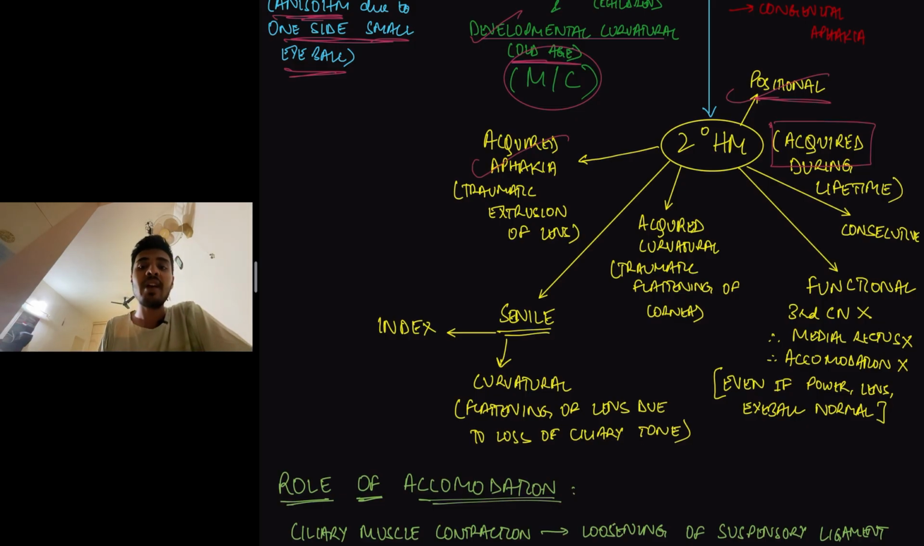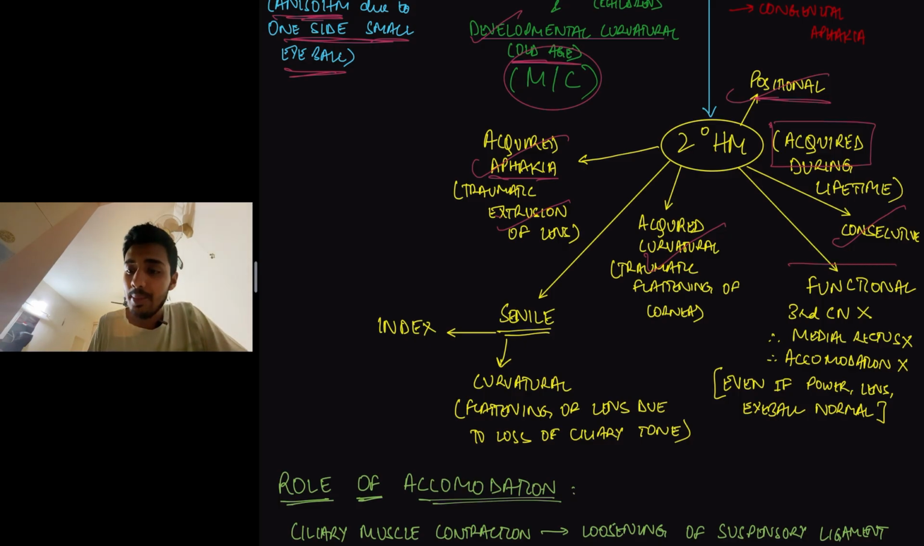Acquired aphakia, where aphakia is what? Absence of lens, right? So, because of any trauma, the lens gets extruded outside. So, traumatic extrusion of lens. Acquired curvatural hypermetropia, because of any trauma, there is flattening of the cornea, decreasing the curvature of the cornea. Then consecutive hypermetropia, as I told, human error. You overcorrect the myopia during LASIK, or you implant underpowered lens leading to hypermetropia.